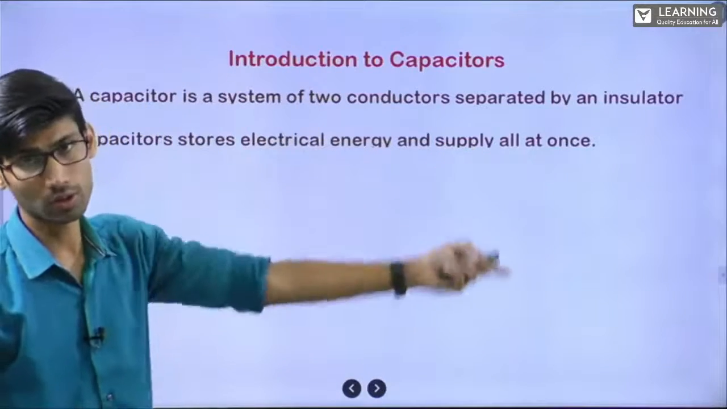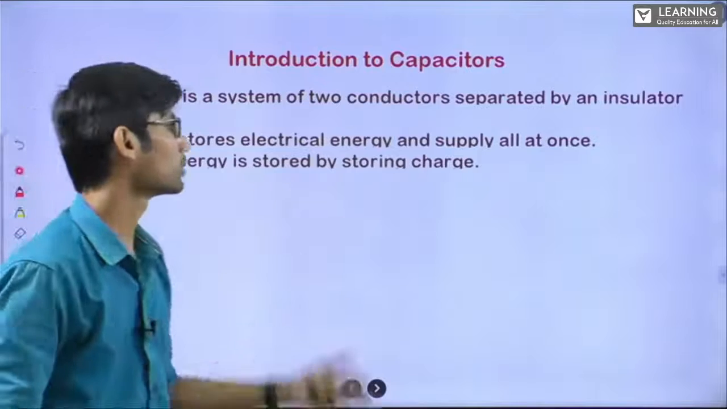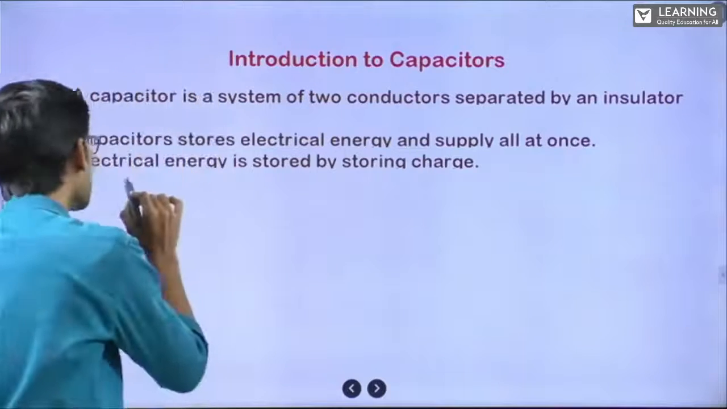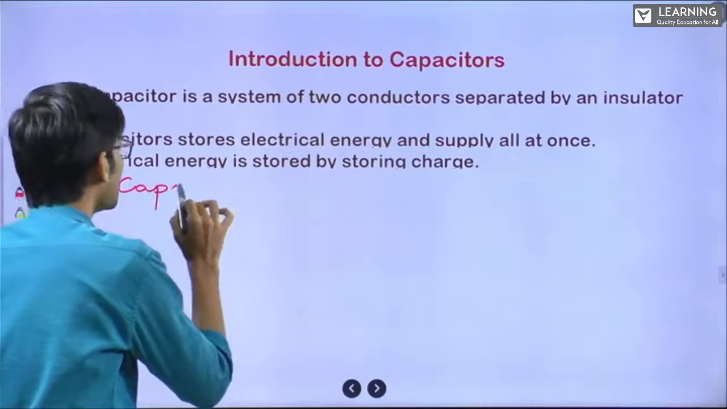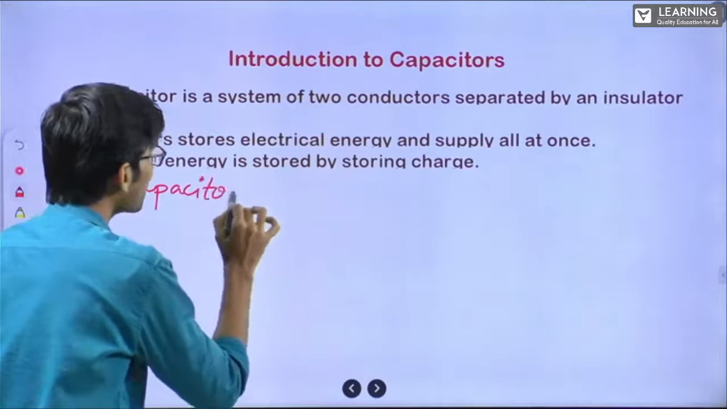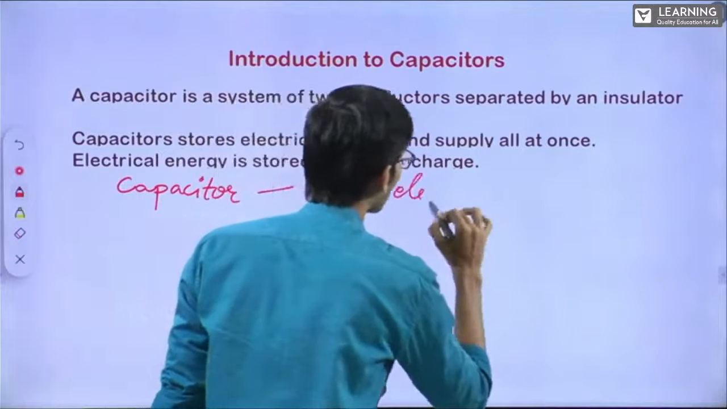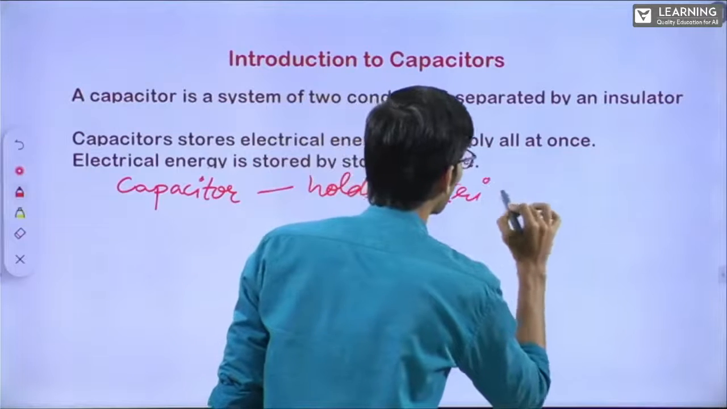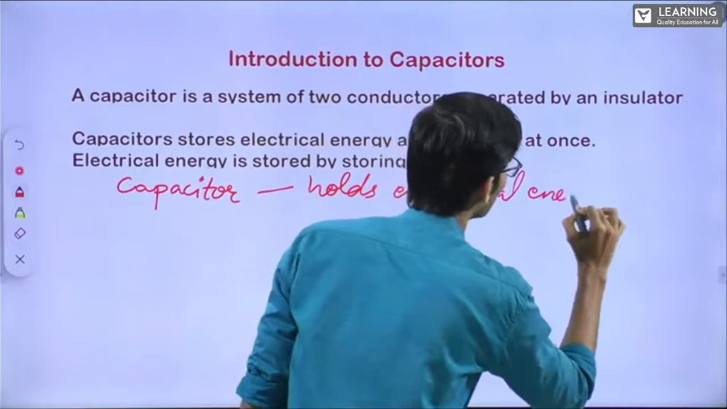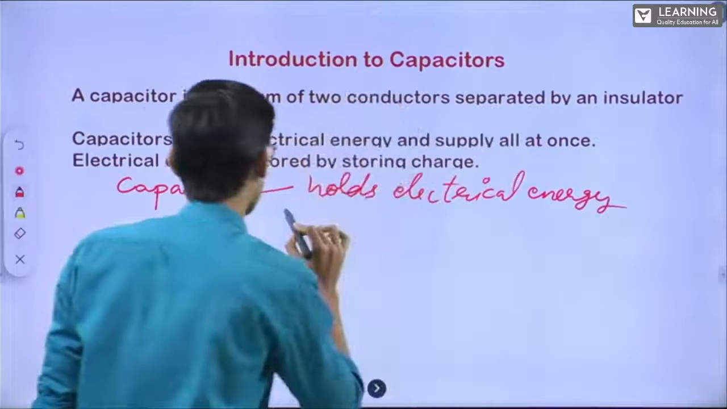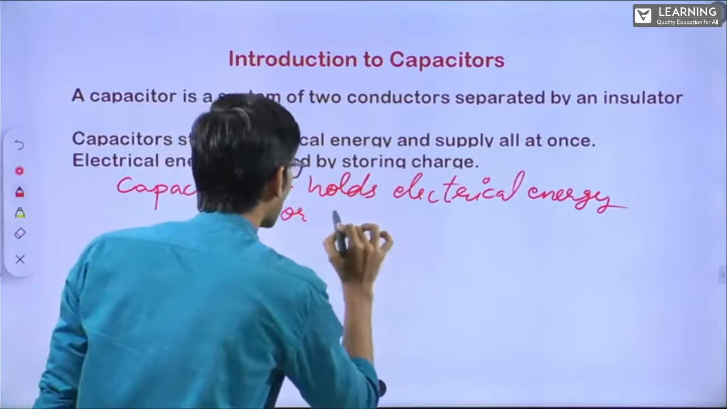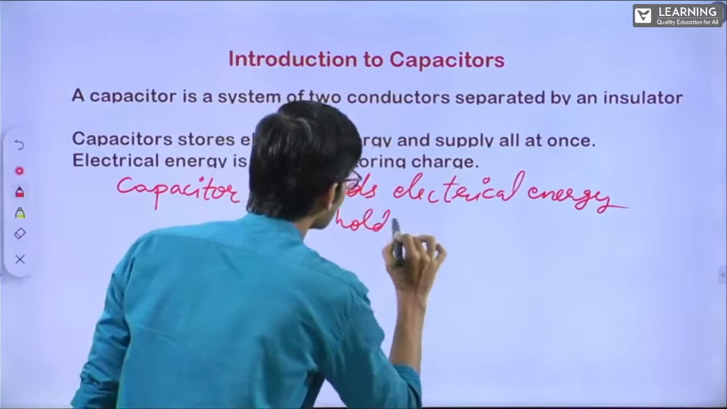And how does it store electrical energy? Electrical energy is stored by storing charge. So both the things are correct. A capacitor, you can say, holds electrical energy, or you can say it holds charge.